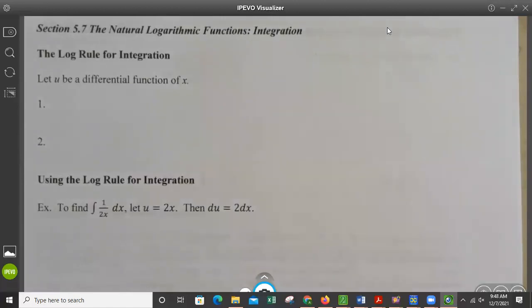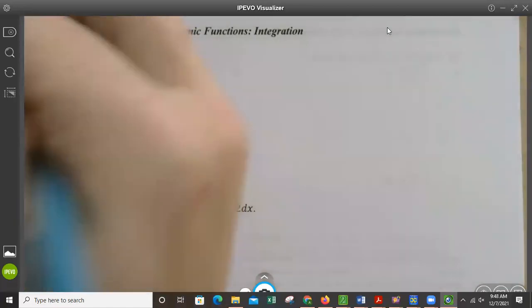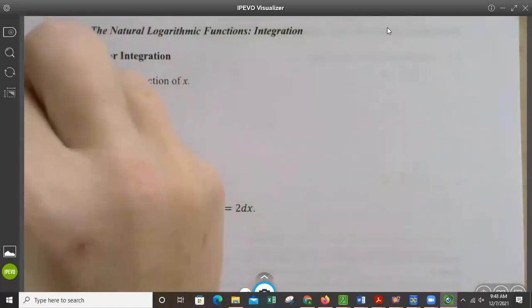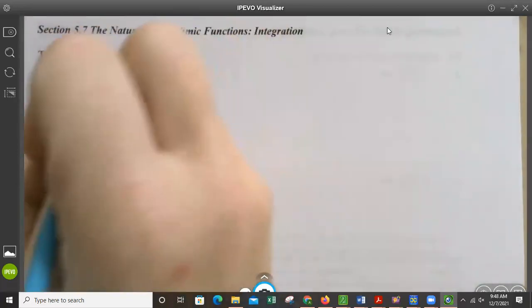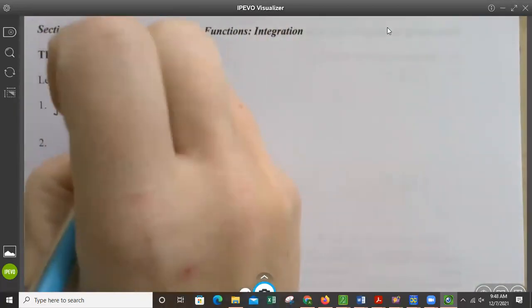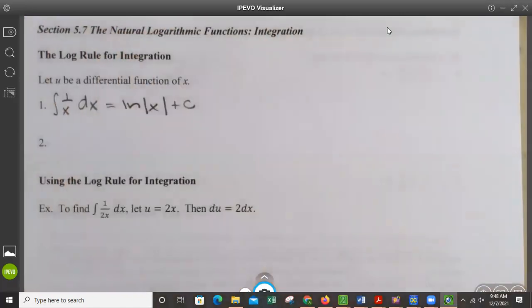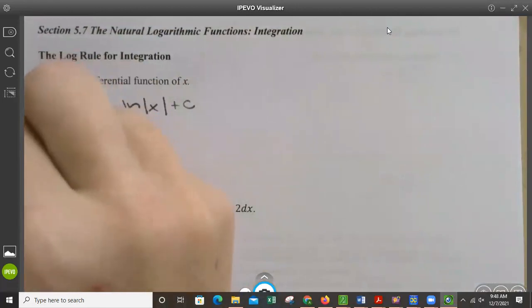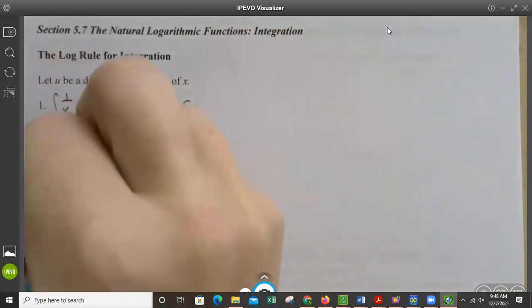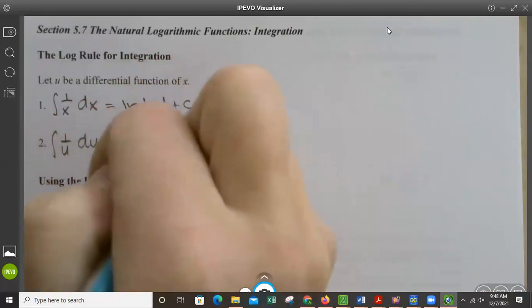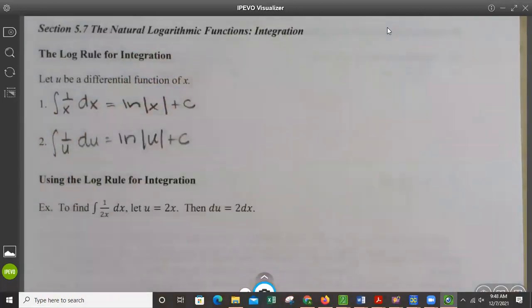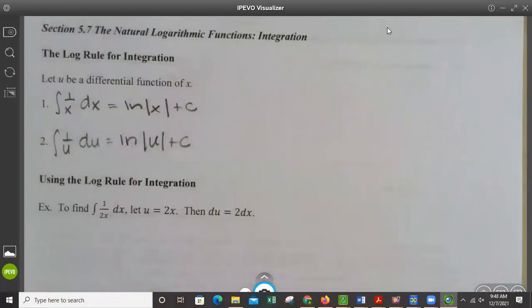So let u be a differential function of x. Here are your rules. The integration of 1 over x dx, we already know, is ln absolute value of x plus c. And then 1 over u du would be ln absolute value of u plus c. You're not doing anything different today than you did with 5.5 and 5.6. Well, 5.5, 5.6 was Simpson's and Chuck Ford, so it was kind of rough.